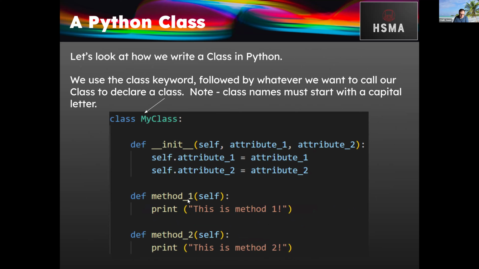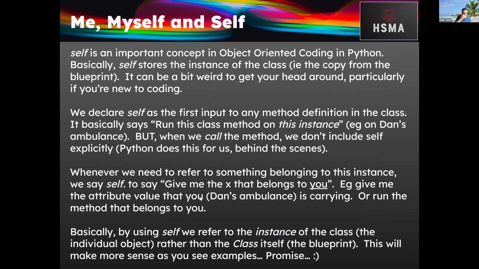Even where we have methods in our class that don't accept any other input, we always have to put at least self. So even if there's nothing else, we still pass in self. And what it basically does by doing that is it says to run this particular method on this instance, for example, run this method on Dan's ambulance or on Sammy's ambulance. So we always put in that self keyword when we write a method definition as the first input.